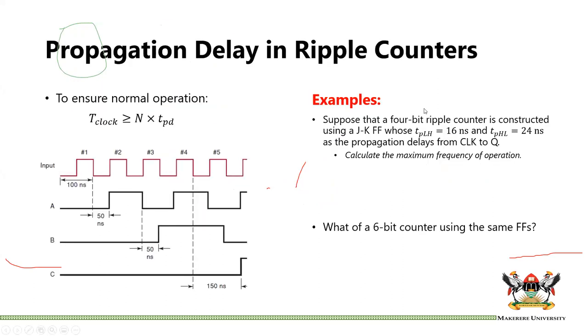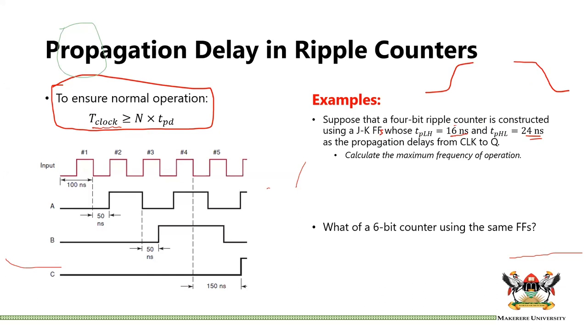Okay, so let us look at some slides. You can see that to ensure normal operation, the period of the clock, the pulse width of the clock, should always be greater than N times TPD if you don't want to jump some states. So now we have a 4-bit counter constructed using JK flip-flops whose TPD from low to high is 16 nanoseconds, and propagation from high to low is a little longer. So this can happen where the transition in either direction takes a very different delay.